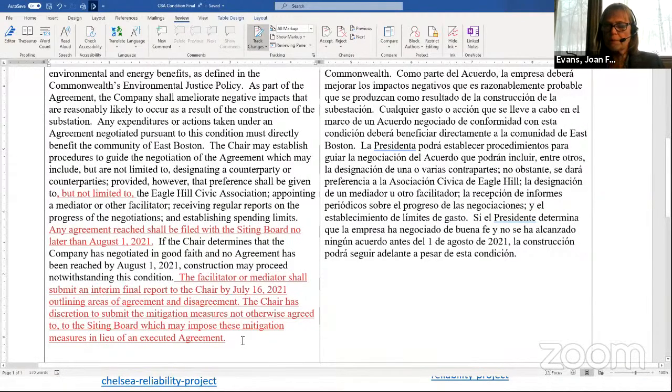Because we've changed it quite a bit, just so that it's clear on the transcript, let me read these couple sentences again, please. After the sentence that ends, construction may proceed notwithstanding this condition, we would add the following two sentences. The facilitator or mediator shall submit an interim final report to the chair by July 16th, 2021, outlining areas of agreement and disagreement. The chair has discretion to submit the mitigation measures not otherwise agreed to the siting board, which may impose these mitigation measures in lieu of an executed agreement.